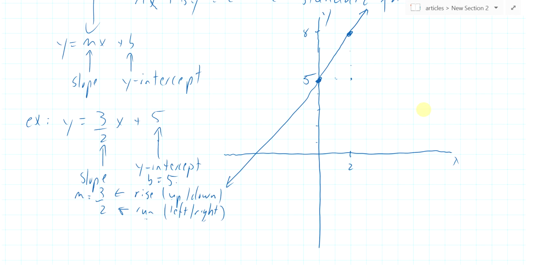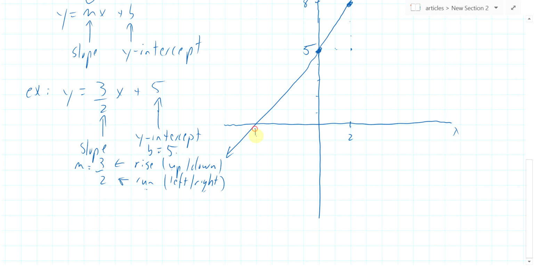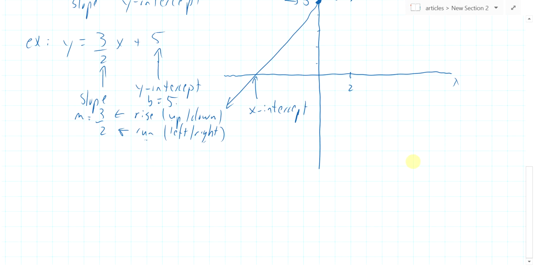So there's our sketch of the line. One important point on any line is where it crosses the x-axis, and that's called the x-intercept. The 5 here is the y-intercept. That's where you cross the y-axis. So what is the x-intercept?